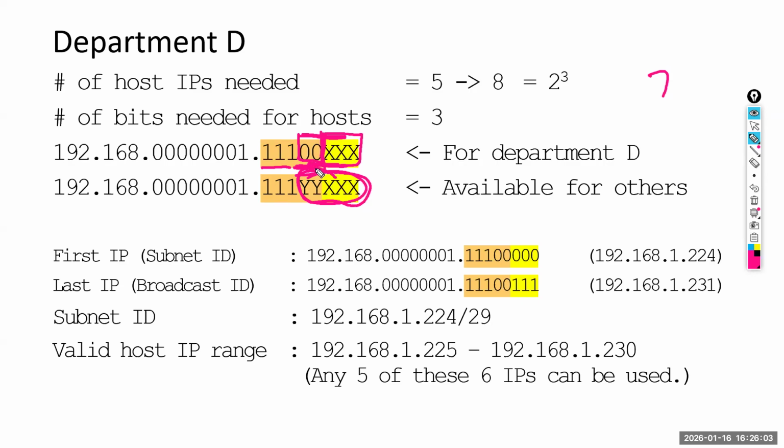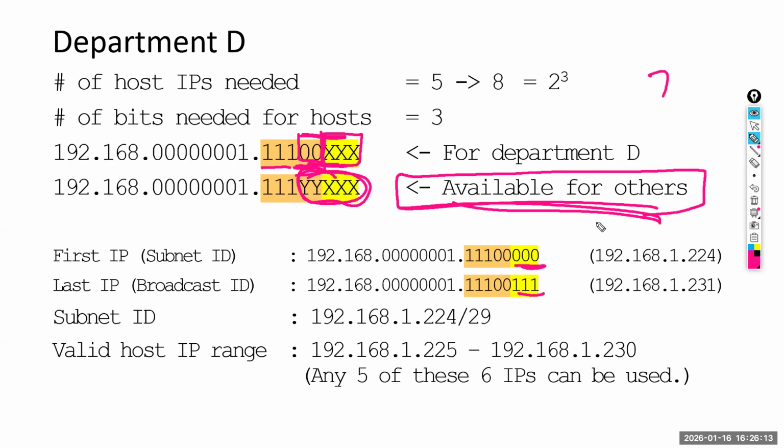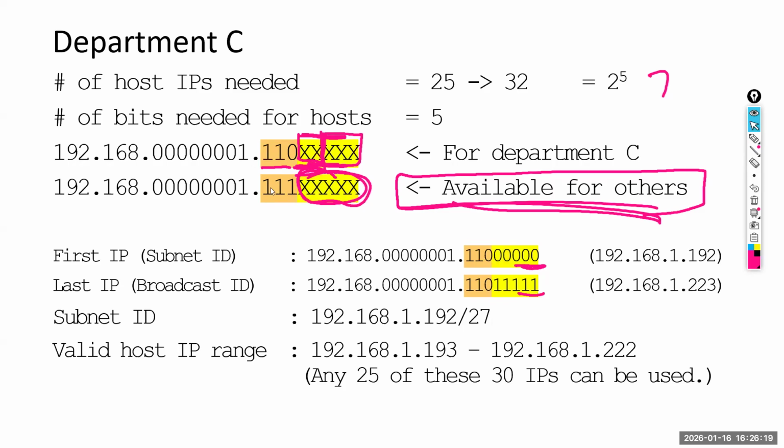Okay. So here we have taken the minimum required, so that this is available for future subnetwork. Of course we can create only small subnetworks, but still we can. Or else you can simply say this entire block is allocated for department D. 110 for department C, 111 for department D. Then all zeros is subnet ID, all ones is broadcast, so now you have two possibilities. Both are acceptable. Right? So you need to think about this.